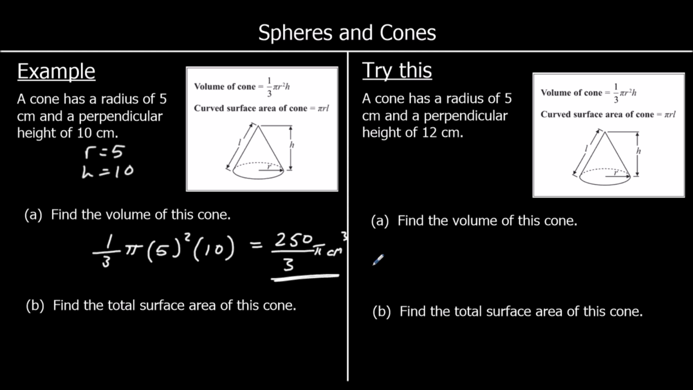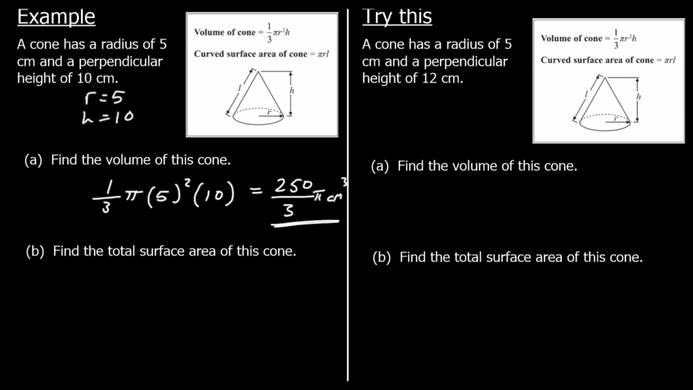Find the total surface area of the cone for part B. Now we haven't been given this L. We've only been given R and H. And we can work it out because they form a right angled triangle. So R is 5. H, the perpendicular height, is 10. And L is the diagonal here. So we can work it out using Pythagoras.